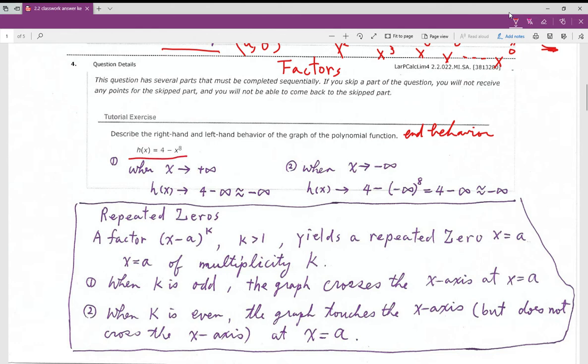End behavior, you have the right hand side and the left hand side. Right hand side, x goes to positive infinity. Left hand side, x goes to negative infinity, according to the coordinates, the real number line, the x axis. So this is when x goes to positive infinity, and this is when x goes to negative infinity.